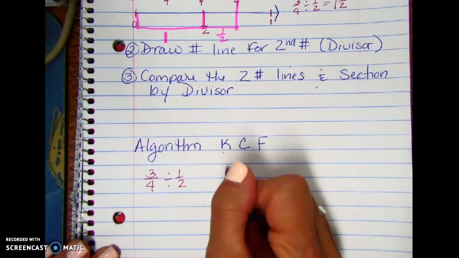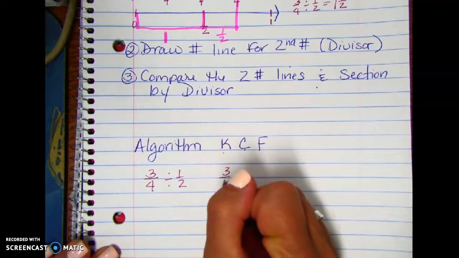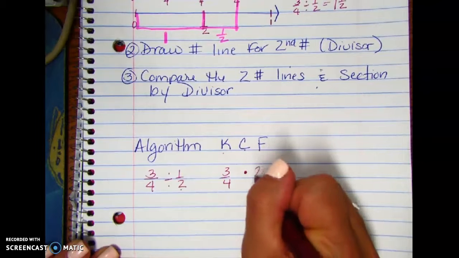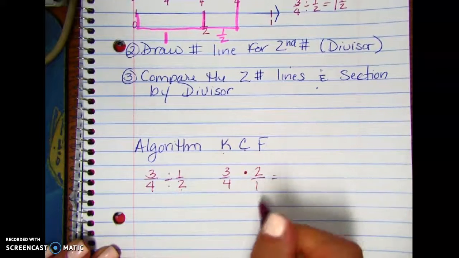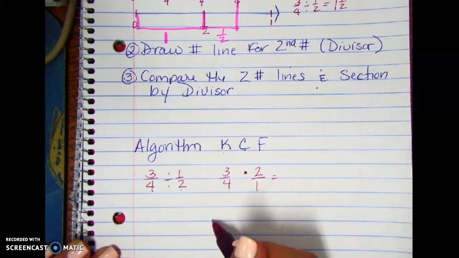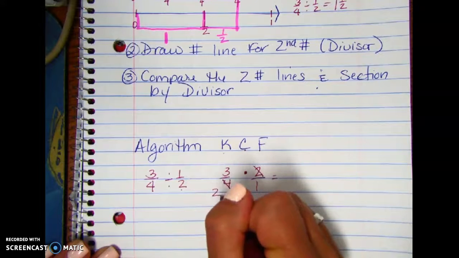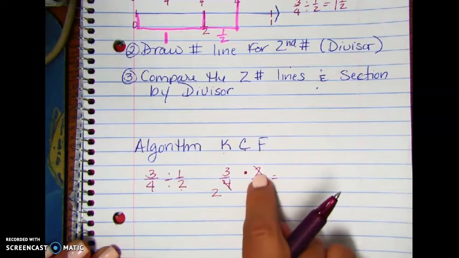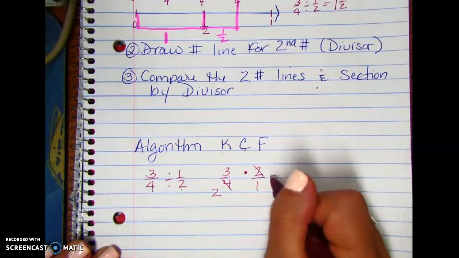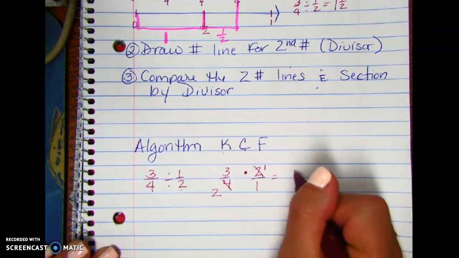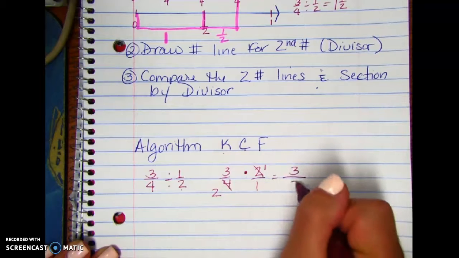Let's see if it works. So keep 3/4, change division to multiply, and flip 1/2 to 2/1. And I can cross simplify. I like to make life easy. I know 2 goes into 4 2 times, and it's like we canceled that one out, so there's nothing there. If you wanted to put a 1 there though, it's almost like we divided by 2 for each of those numbers, and we end up with 3 times 1 is 3, and 2 times 1 is 2.